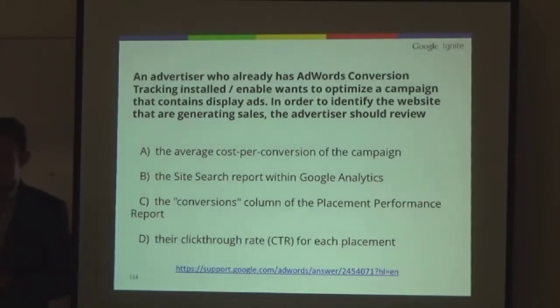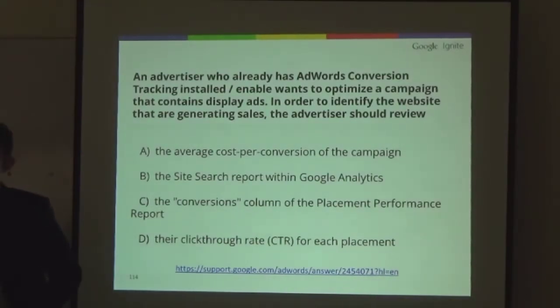An advertiser who already has AdWords conversion tracking installed or enabled wants to optimize a campaign that contains display ads. In order to identify the websites generating sales, the advertiser should review what? A, average CPC. True or false? Do you look at average CPC? Let's take a look at the next one. The site search reports with GA.